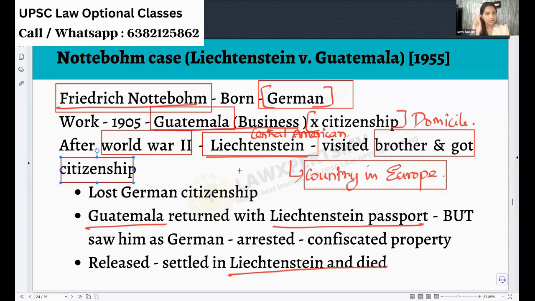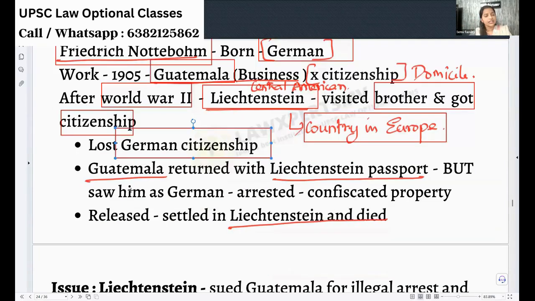And then after World War II, he went to Liechtenstein, visited his brother, and got the citizenship of Liechtenstein. Now he lost the citizenship of Germany because he became a citizen of Liechtenstein, so he renounced the citizenship of Germany. Now he returned to Guatemala. Actually, Guatemala was against Germany. So whoever, like German person, is found in Guatemala, the Central American country, they started arresting those persons.